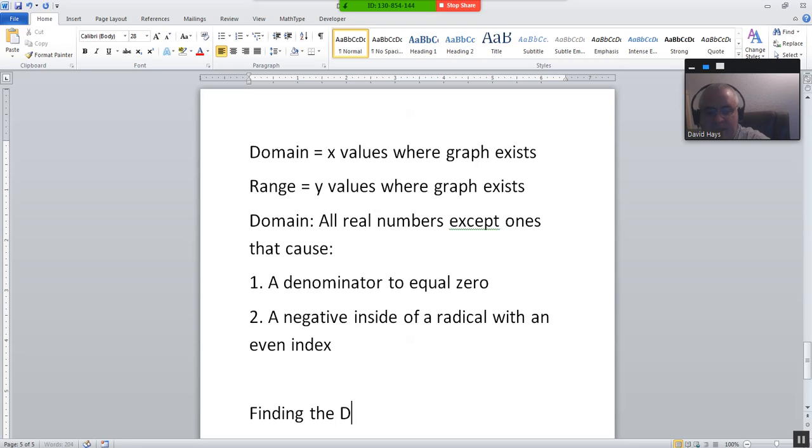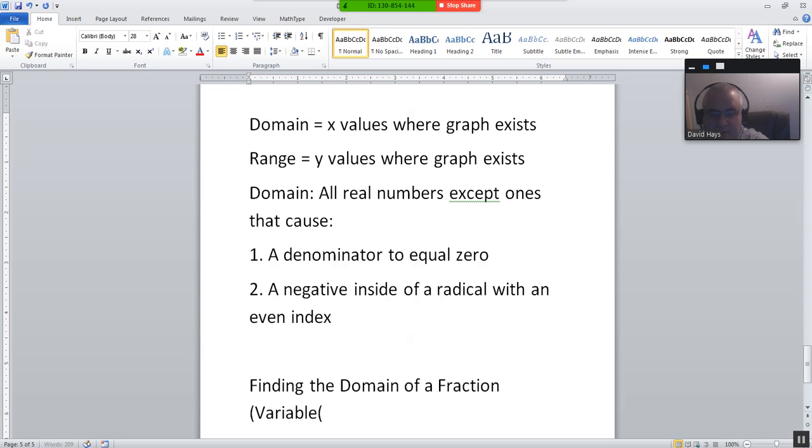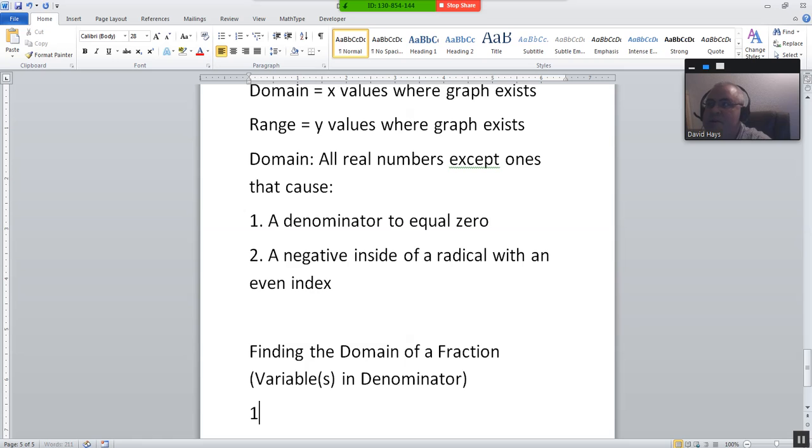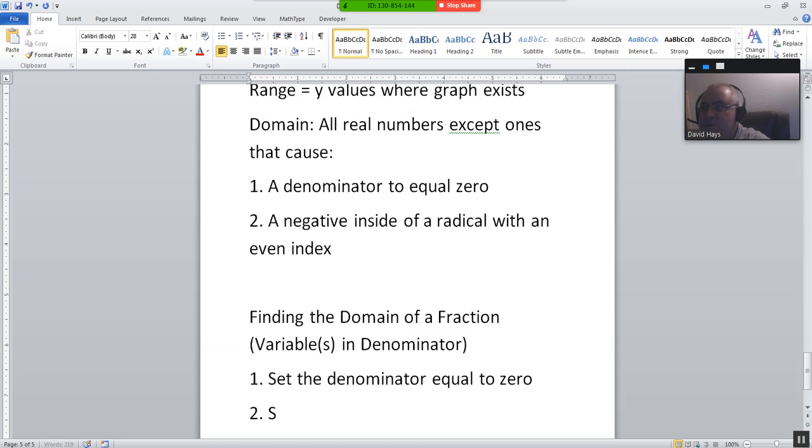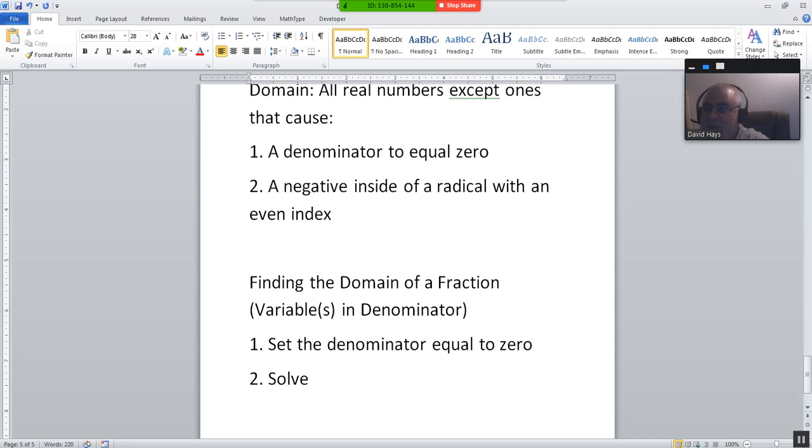Now finding the domain of a fraction, specifically where we have variables in the denominator. Step 1: set the denominator, the bottom part, equal to 0. Step 2 is to solve. And step 3 is to put a slash through the equals.